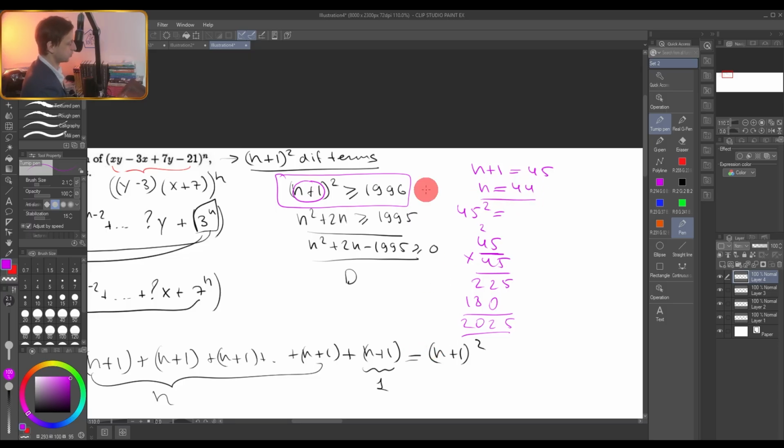That's the reasonable approach to solve this problem, and it is the right answer. So this is it. Let's go to the next one.